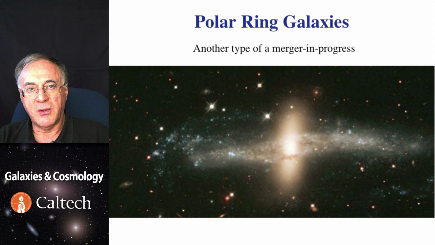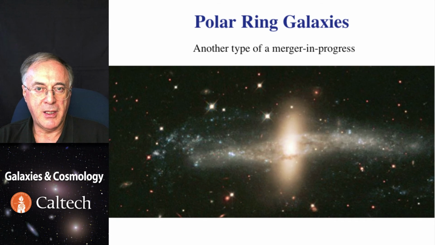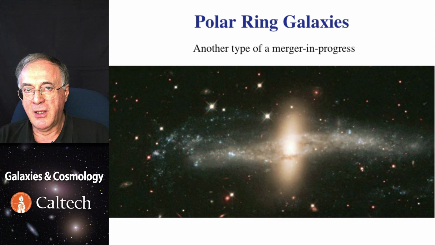A subset of those are so-called polar ring galaxies, where the merger of two spirals is not yet complete, and their angular momenta were orthogonal. So you see a ring, the remnant of one of them, orthogonal to the disk of the other. This was puzzling at first until people realized what was going on.